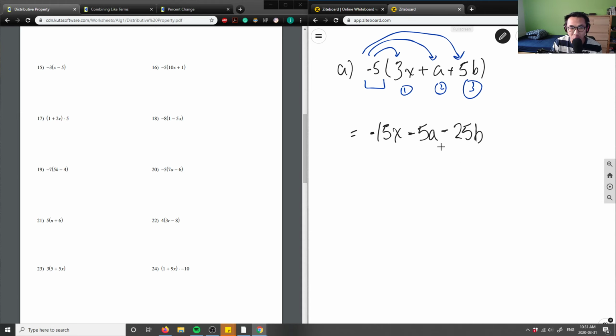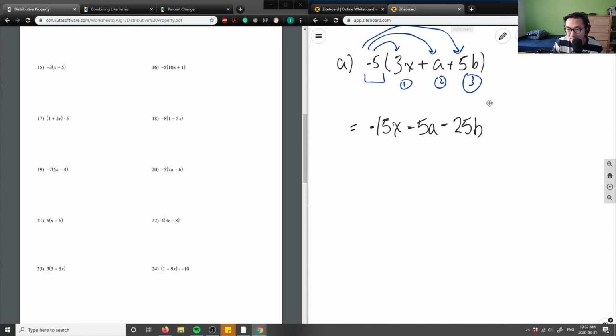So again, it's just the same concept of distributing the term outside the bracket to whatever is inside the bracket. You can think of it as everybody gets a turn on the roller coaster, for example. If -5 was the roller coaster, 3x gets a turn, a gets a turn, and 5b gets a turn. Whoever's sitting on the roller coaster gets to ride it or something like that. It's just a little metaphor, but I don't know if that helps you figure things out. But again, this -5 here gets distributed to everything that's inside the bracket.